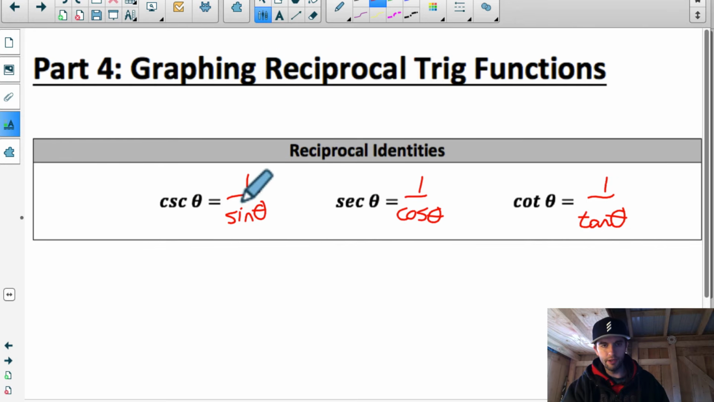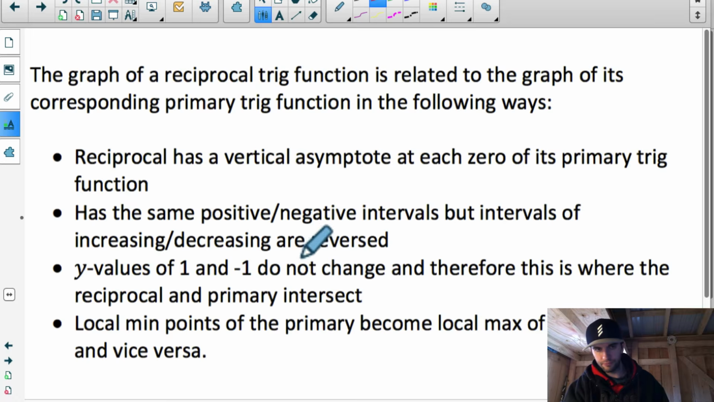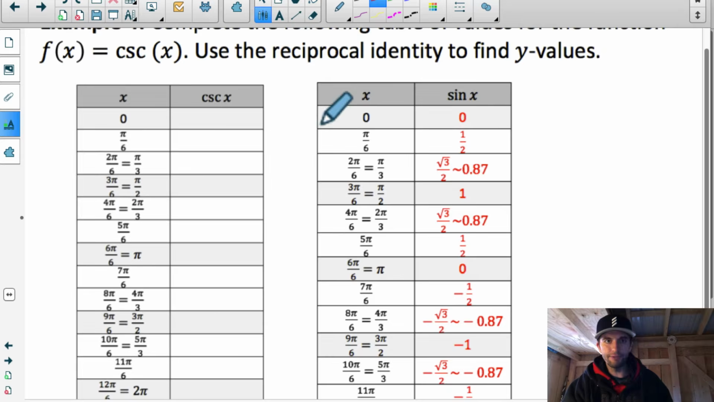If for an angle input it makes the sine ratio 0, that's going to make the cosecant ratio 1 over 0, which means undefined, which means vertical asymptote. And for secant, when is secant going to have a vertical asymptote? Well, whenever cosine theta is 0, because then we'll get 1 over 0, and so on. So let's graph cosecant first.